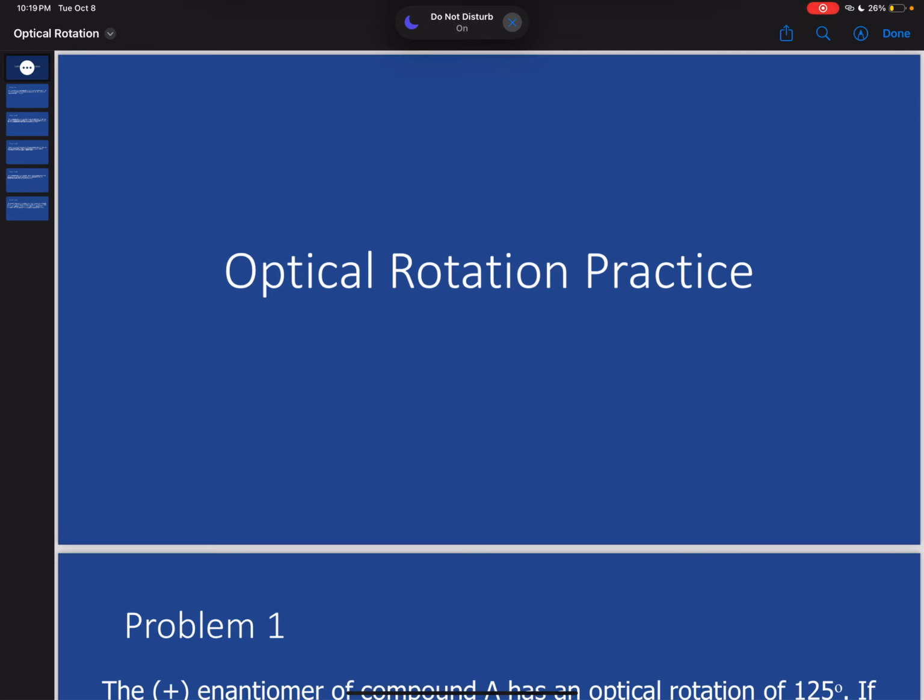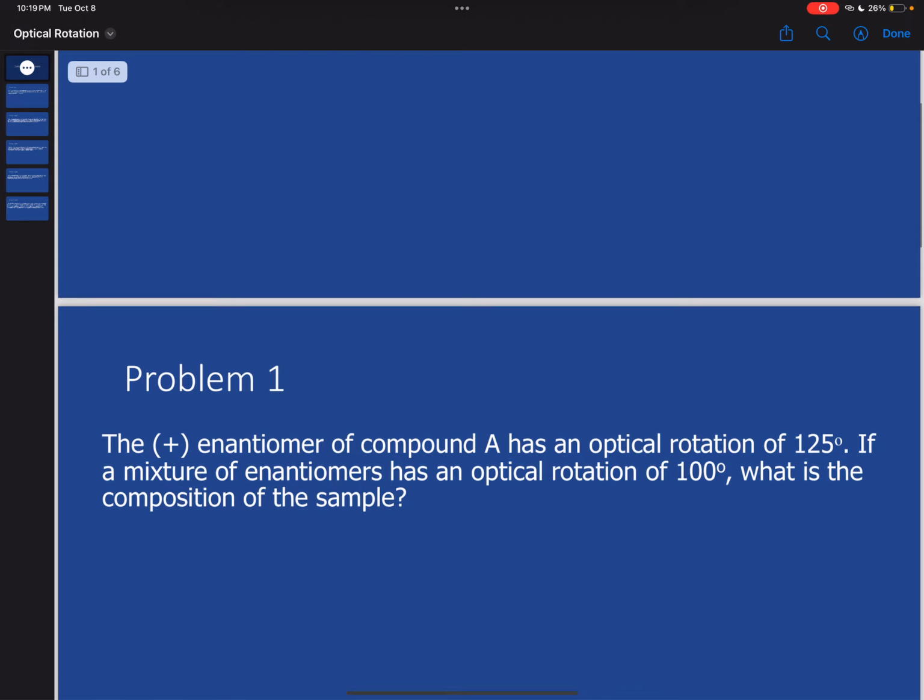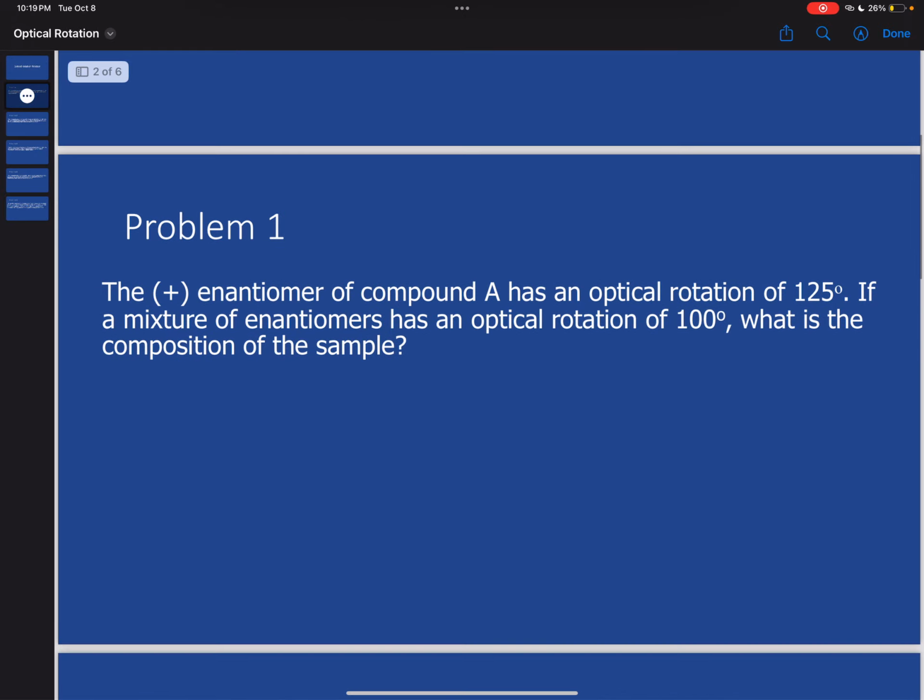So I just wanted to do a few optical rotation practice problems. This is a concept that students typically struggle with, so I want to make sure that we walk through a couple of examples for you guys to hopefully clear up any confusion. I'm going to work through a few problems so you can see the process and the patterns that we do.